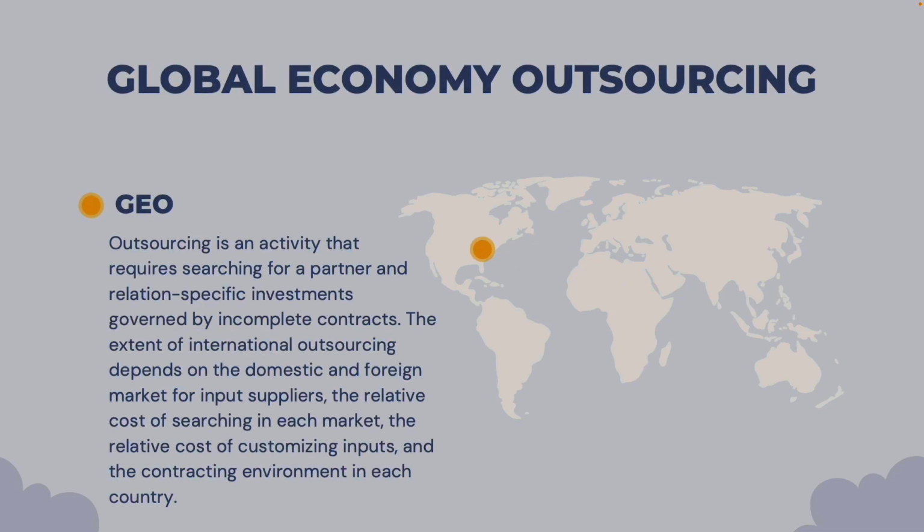The source talks about companies using something called global economy outsourcing. What's that about? Right. So outsourcing, as it's described here, is basically searching for a partner outside your own company to do some work. It often involves investments tailored just for that relationship, and it's governed by contracts. But crucially, the source points out these contracts might be incomplete.